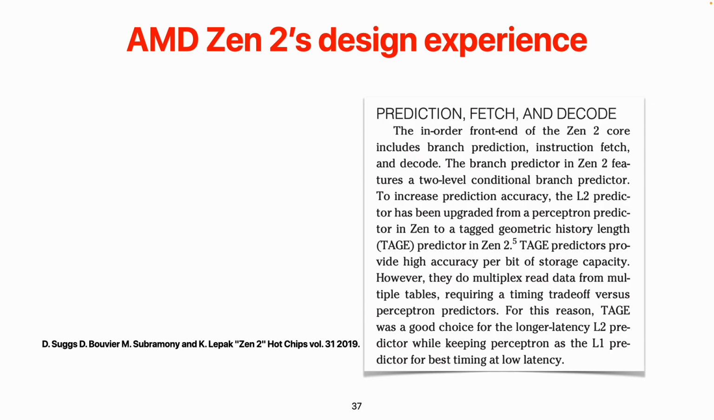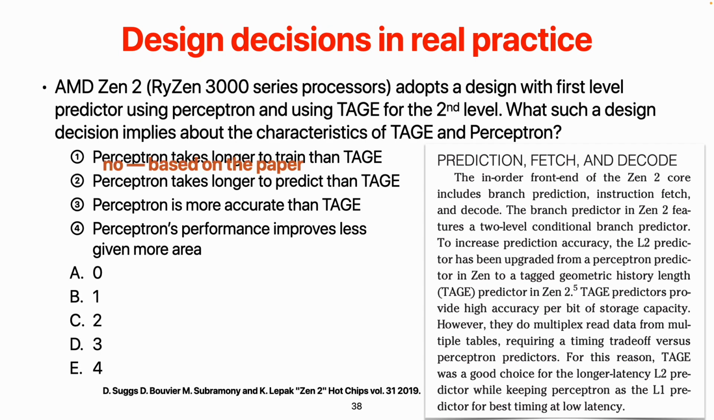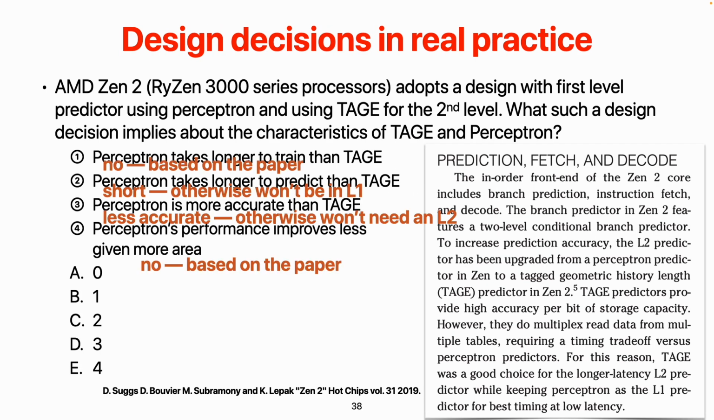However, when they make those decisions, don't just accept that. Don't just memorize it. You should try to think about, what does that imply? It tells you perceptron, neural networks, sucks in terms of accuracy, right? Okay, so this question I would say, if you look at everything, A, nothing.